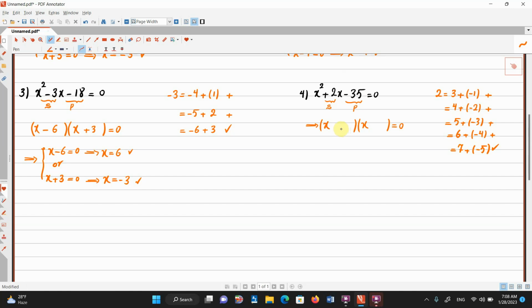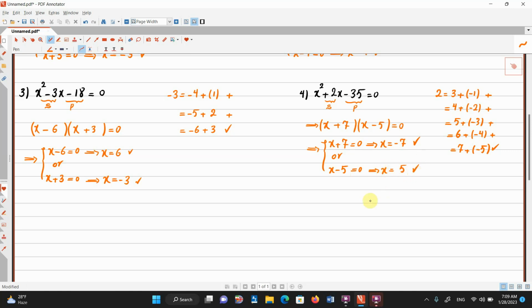Therefore, in here you can write (x + 7)(x - 5) = 0. Using zero product property, you can have x + 7 = 0 or x - 5 = 0. Solving the first equation will result in x = -7, the first solution, and solving the second one will result in x = 5. This is the second solution.